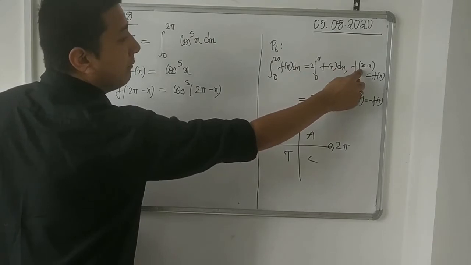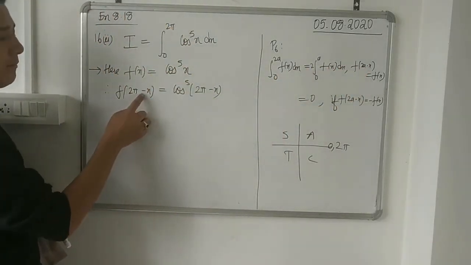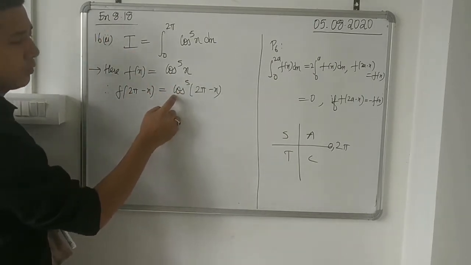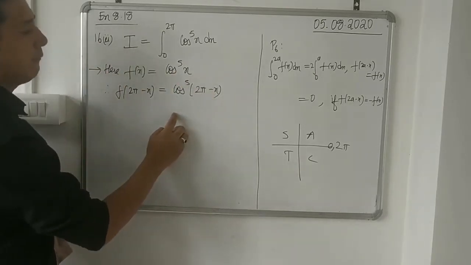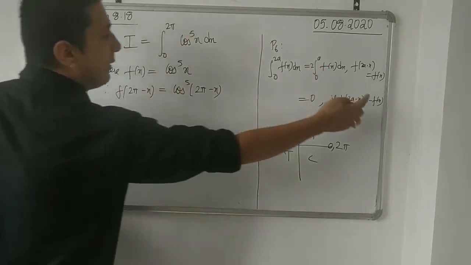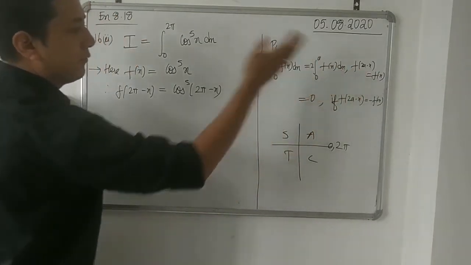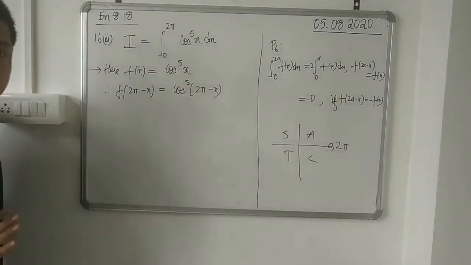F of upper limit minus x. So fx is this. So I'll be checking f of upper limit minus x. So wherever it is x, you put upper limit minus x. So cos to the power 5, upper limit minus x. Now we'll be checking whether I'm getting fx back or whether I'm getting minus fx. If I'm getting fx, I'll have to use the first one. If I am getting minus fx, straight away the answer is 0.